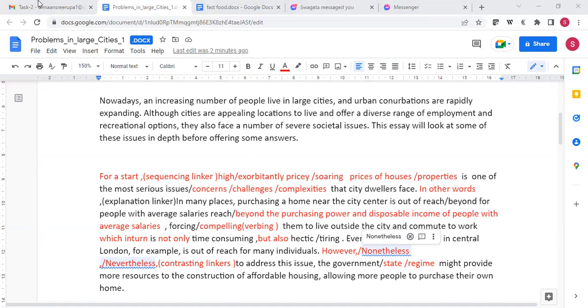So you have to give evidence for your solution as well. May not be an evidence for every solution, but definitely there has to be an evidence for the solution. There has to be an explanation. When you say might provide more resources, what do you mean by more resources, Shiva?